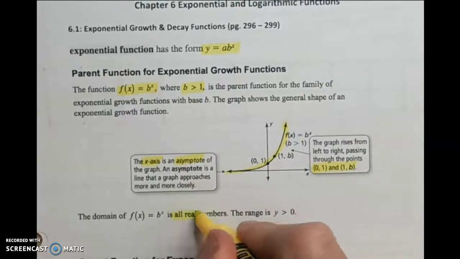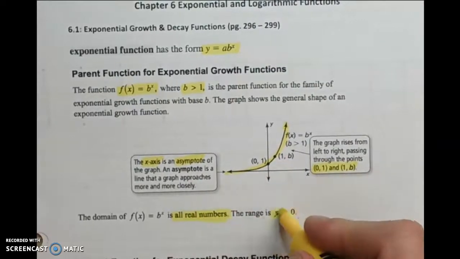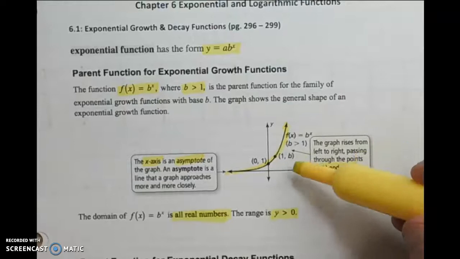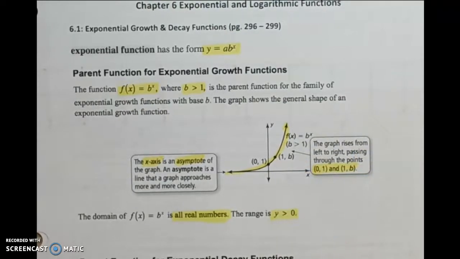Your domain is going to be all real numbers, and then your range will be y is greater than 0 because it's not going to go past that asymptote of the x-axis.